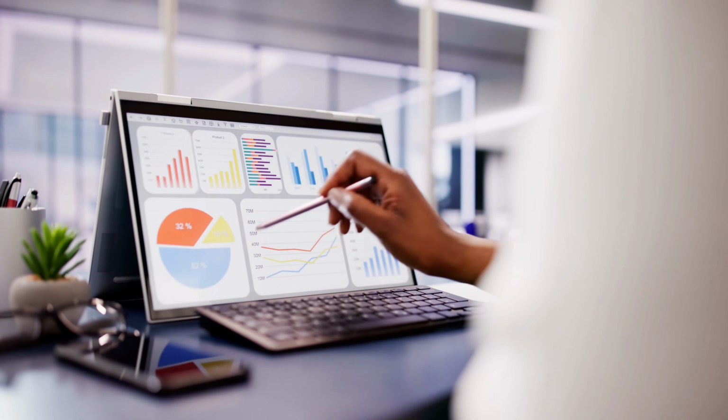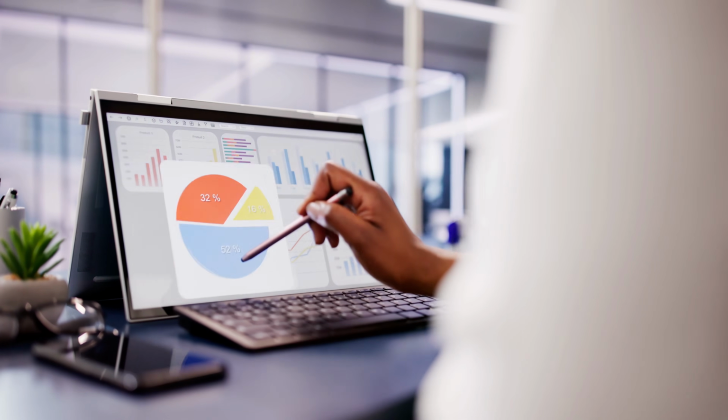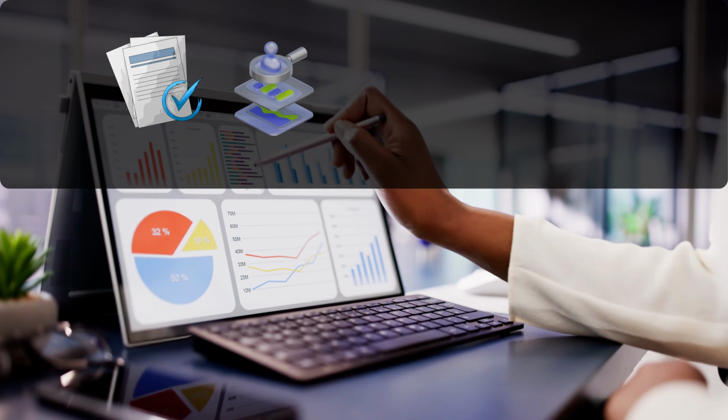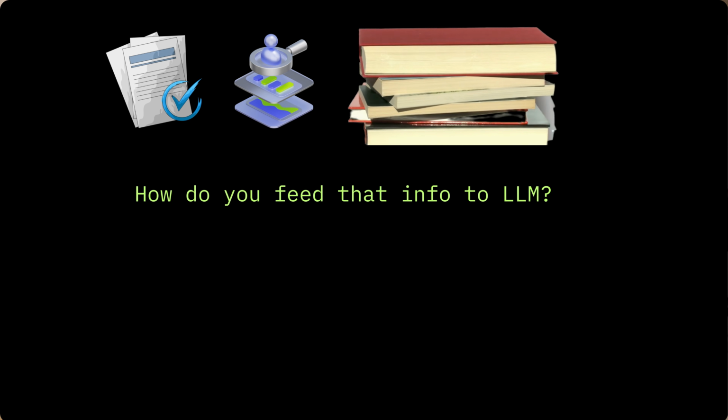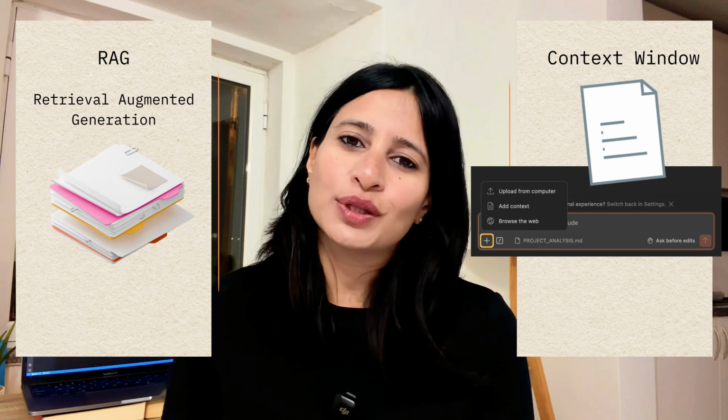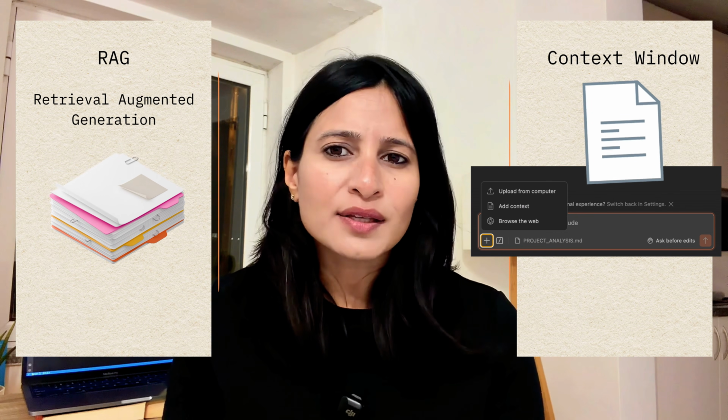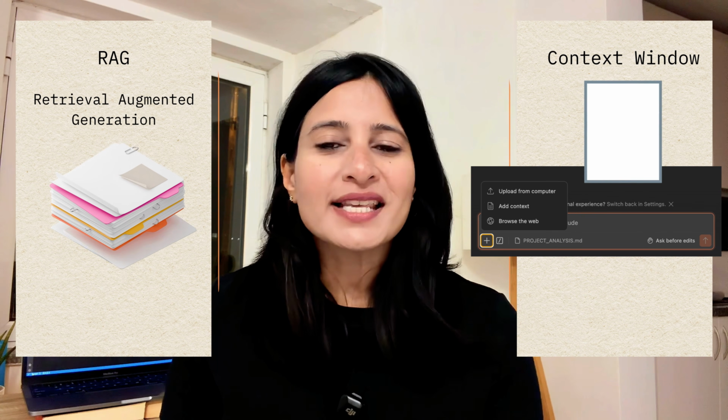So here is the core question. When you are building an AI product that needs to work with a large body of knowledge, let's say your company's documents, your users' data, a knowledge base, how do you feed that information to the LLM? You have got two main approaches. One is the very popular one and much revered, that is RAG, Retrieval Augmented Generation. It pulls only the relevant pieces at query time. Second is just dump everything into the context window. Well, they are solving the same problem, but they are not the same solution. So let's break both down.